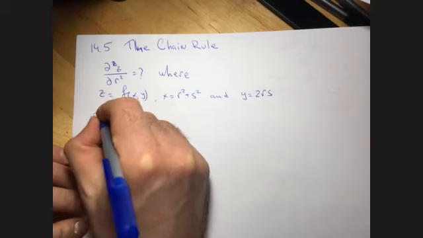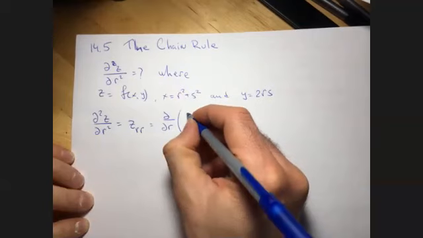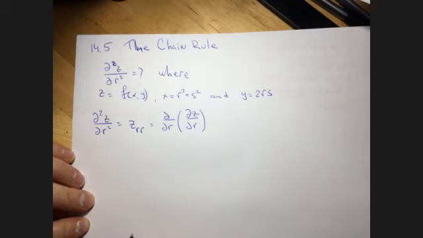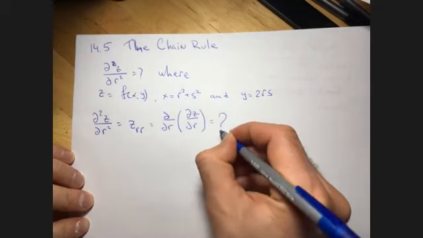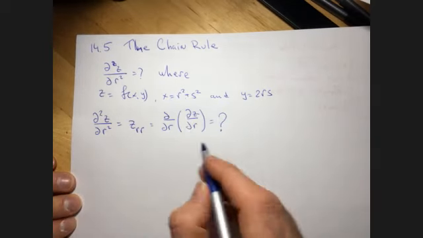So the second order partial derivative with respect to r, sometimes written as z double r, is nothing else but the partial derivative with respect to r of partial z partial r. Which means first I have to find how much is partial z partial r. So let's do that first of all.